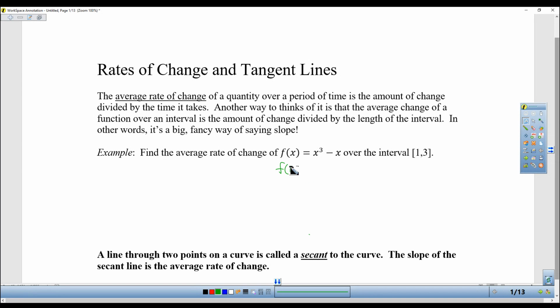f of 1 is 1 cubed minus 1, which is 0. So if you were making a little sketch of it, now we know that at 1 it's 0. And f of 3 is 3 cubed minus 3, which is 24. So that's pretty high, somewhere way up there.